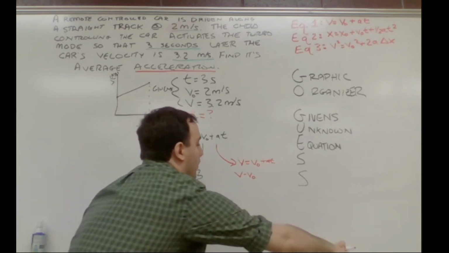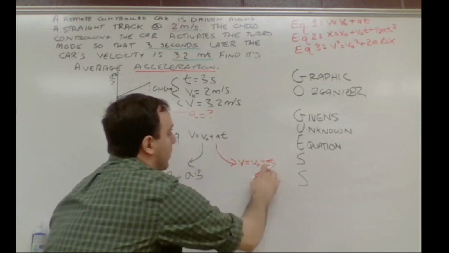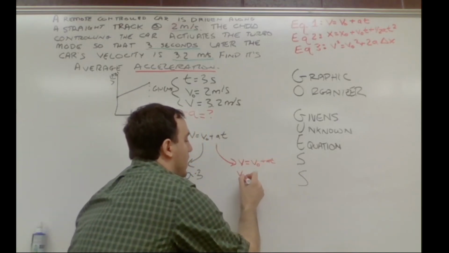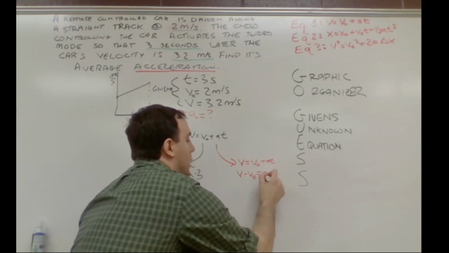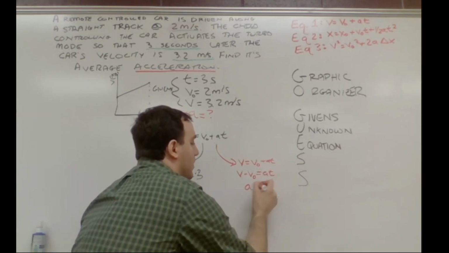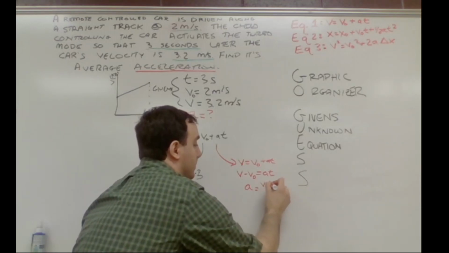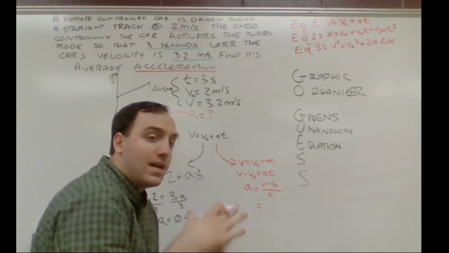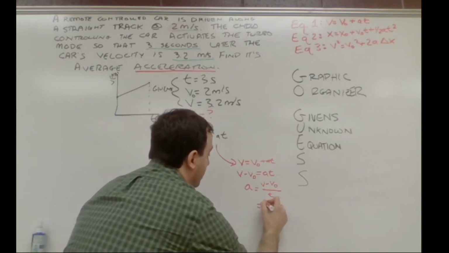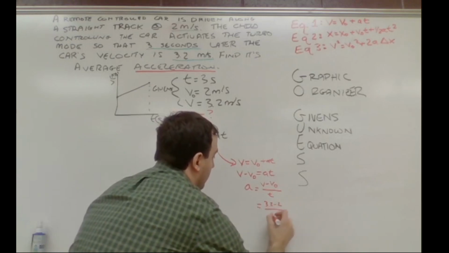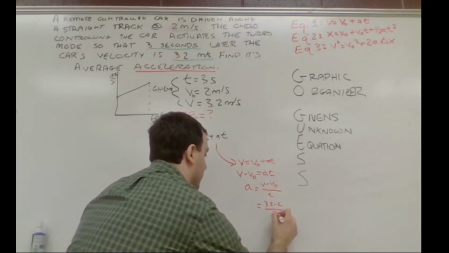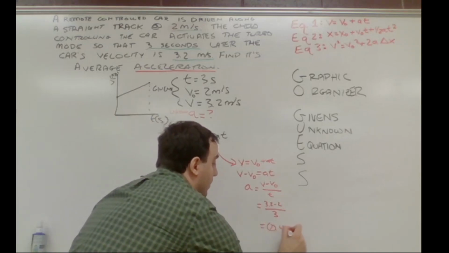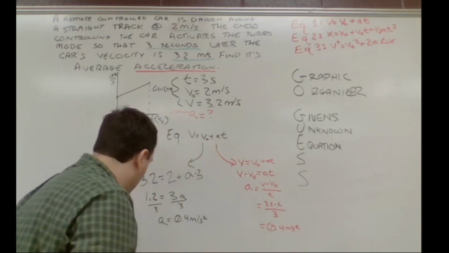To substitute, then solve, what you need to do is get the variable you're solving for, in this case a, your unknown, all by itself. So to do that, I'm going to subtract the v naught to the other side, and then I'm going to divide both sides by t. And then I substitute in my numbers. Plug it in your calculator all at once, and you'll still get the 0.4 meters per second squared.